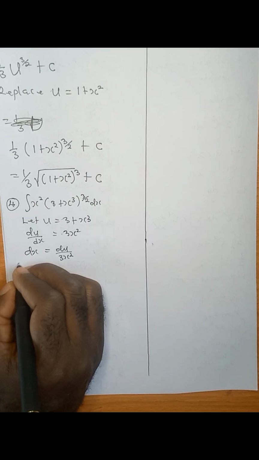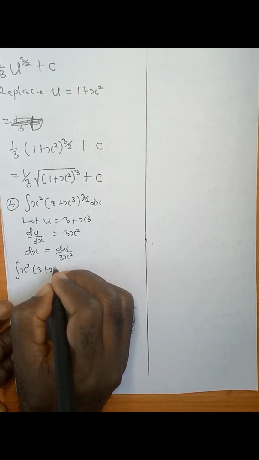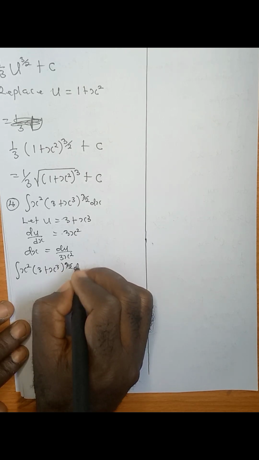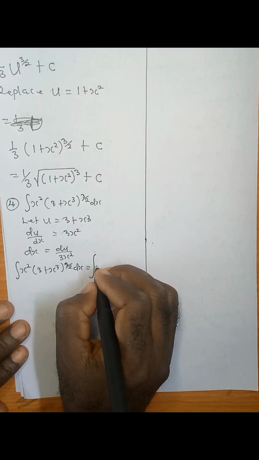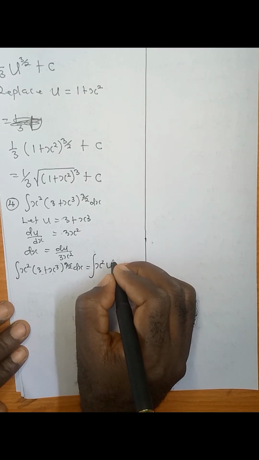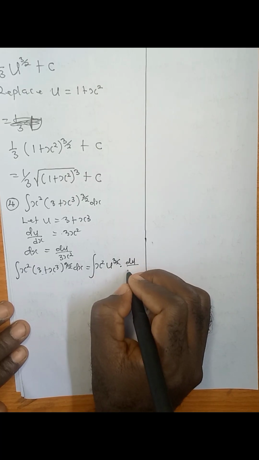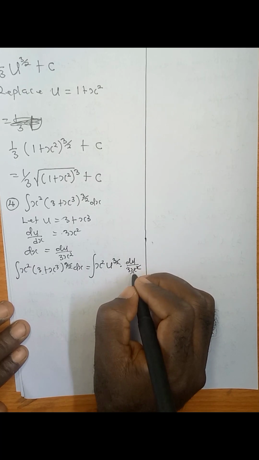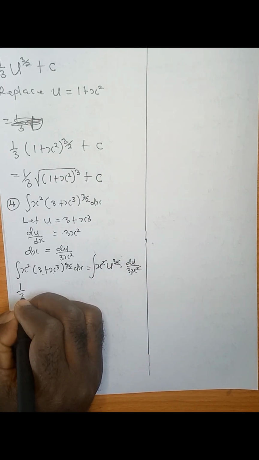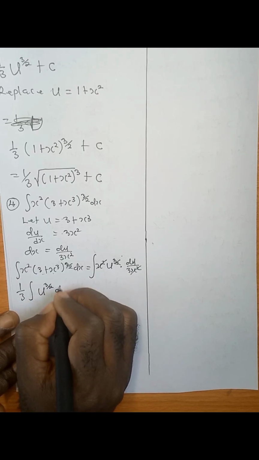Then we now have this integral x squared into 3 plus x cubed raised to power 3 over 2 dx will become the integral of x squared. The whole of this place is u raised to power 3 over 2. Then our dx is du over 3x squared. So that this x squared will cancel this x squared. We have 1 over 3 integral of u raised to power 3 over 2 du.